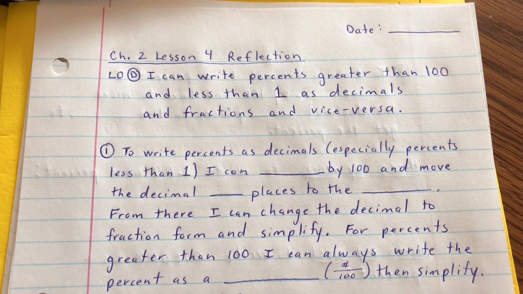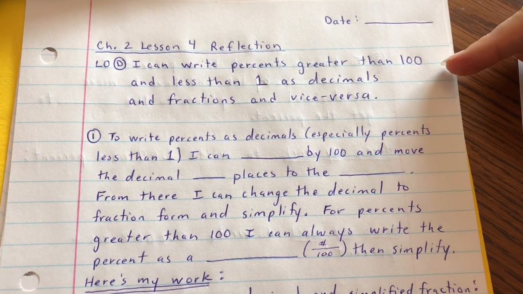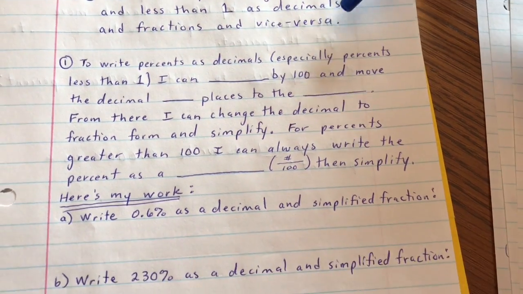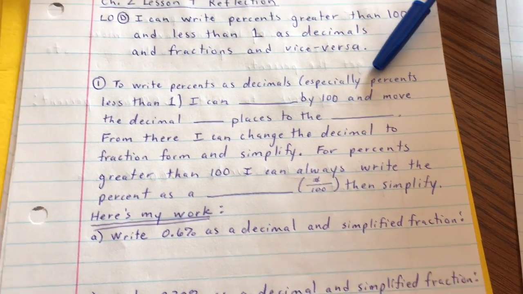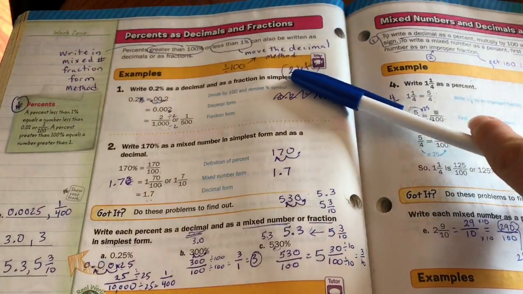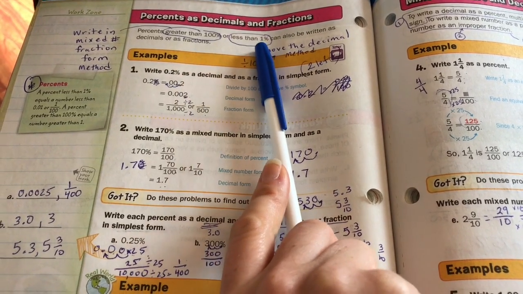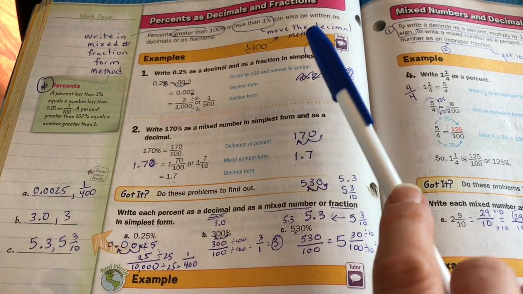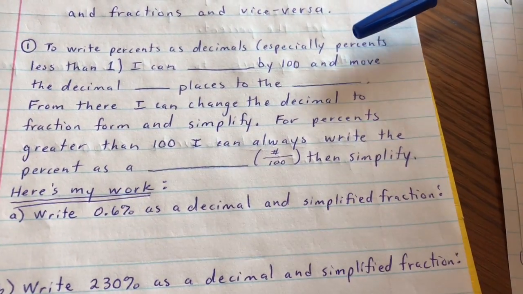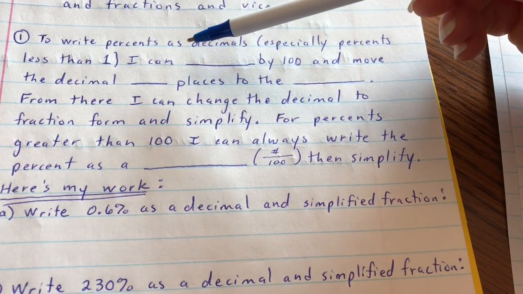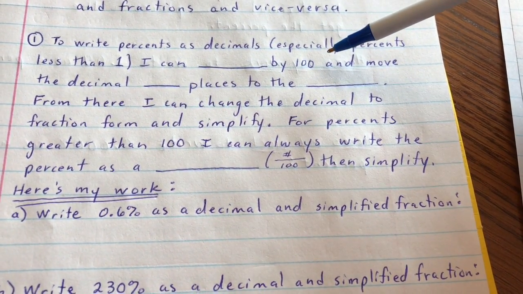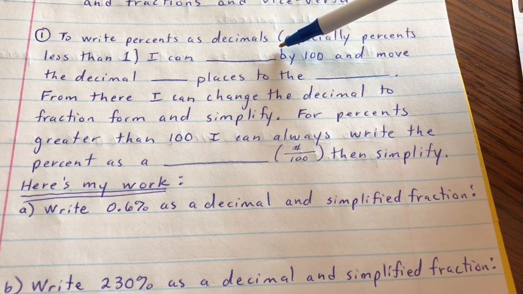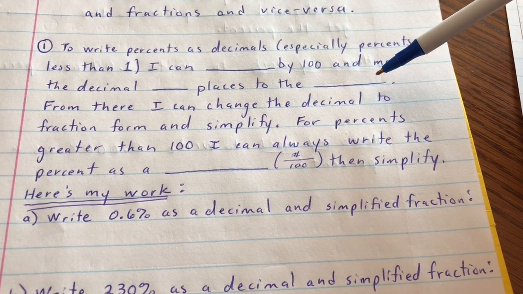All right, let's take a look together at the Chapter 2, Lesson 4 reflection for Learning Objective D. I can write percents greater than 100 and less than 1 as decimals and fractions and vice versa. So number 1 is a fill in the blank. This number 1 correlates with page 118 when we're talking about what to do with percents greater than 100 and less than 1% when you turn the percent into a decimal and a fraction. So it says, to write percents as decimals, especially percents less than 1, I can blank by 100 and move the decimal blank places to the blank. So what are you doing, multiplying or dividing? How many places are you moving it? Is it to the left or the right?